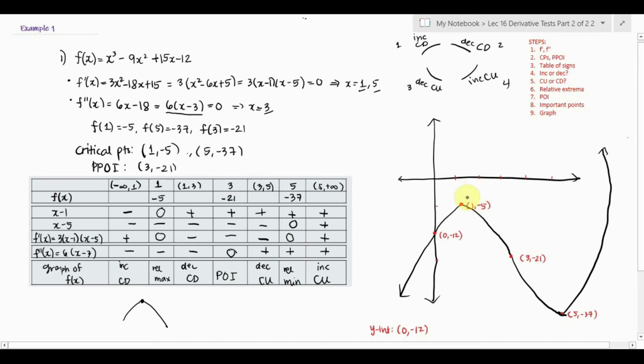And you can verify kung tama yung extrema at POI natin. At x equals 1, tama, meron tayong relative maximum. At 3, we have POI. It changes from concave down to concave up. And then at 5, we have a relative minimum. Okay? Hence, this is the graph of our function x cubed minus 9x squared plus 15x minus 12. Okay?